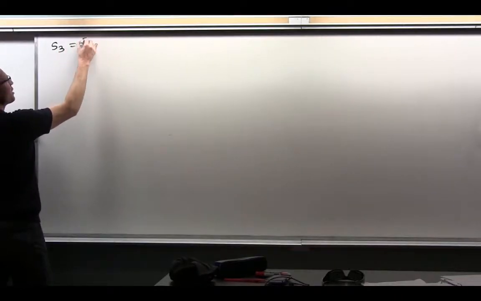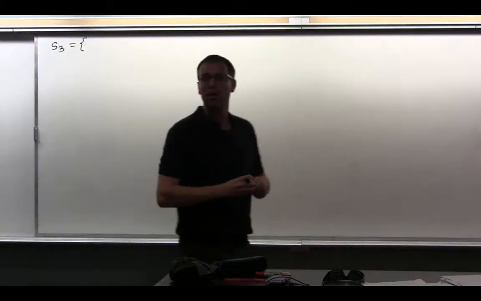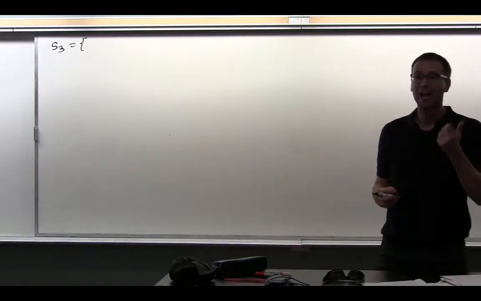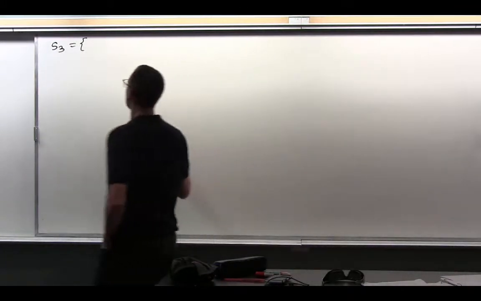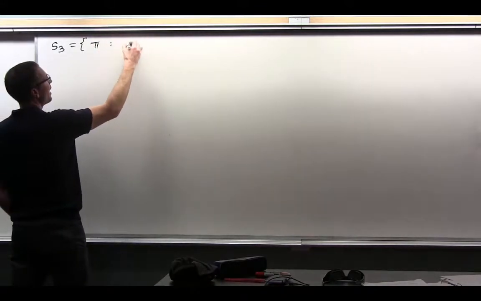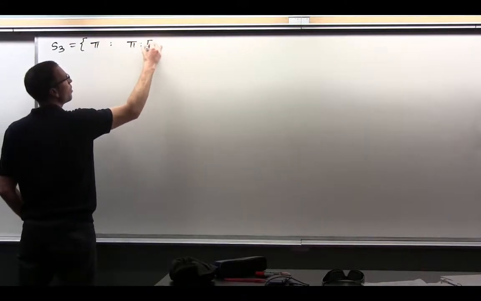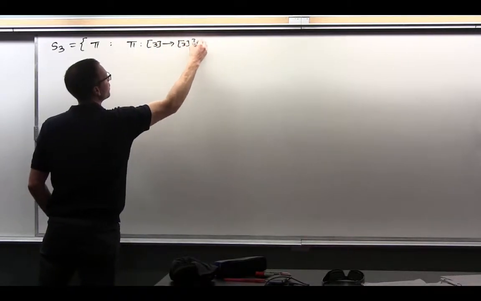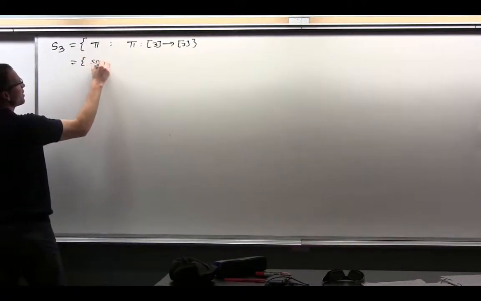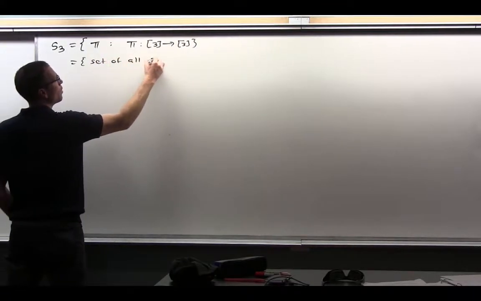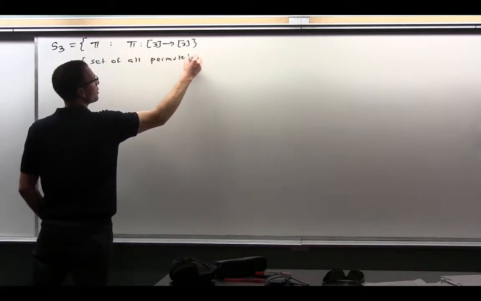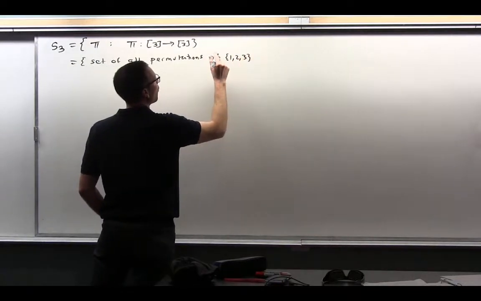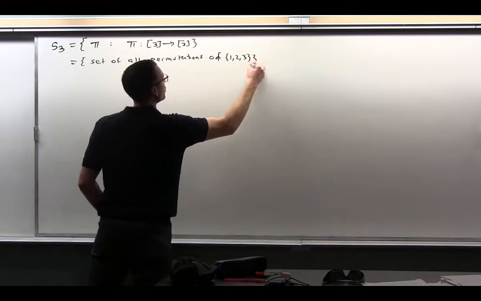What is S3? Can someone name it? It's the symmetric group on the set of 3 elements. So this is the set of all permutations pi such that pi goes from 3 to 3. And another way to say that is it's the set of all permutations on 1, 2, 3. Or you could call it the permutations of {1, 2, 3}.